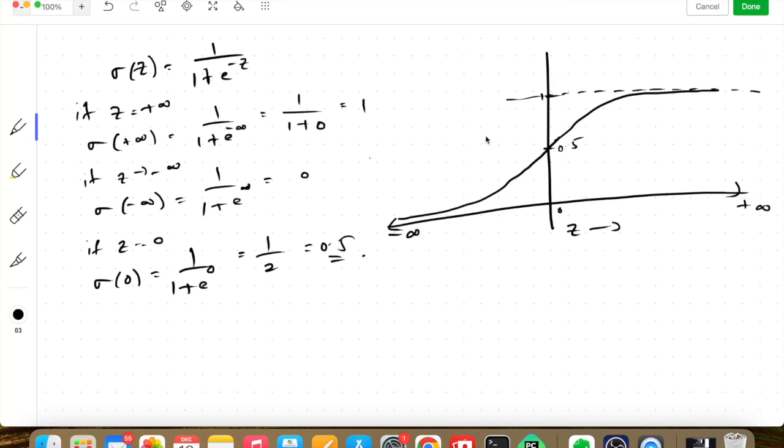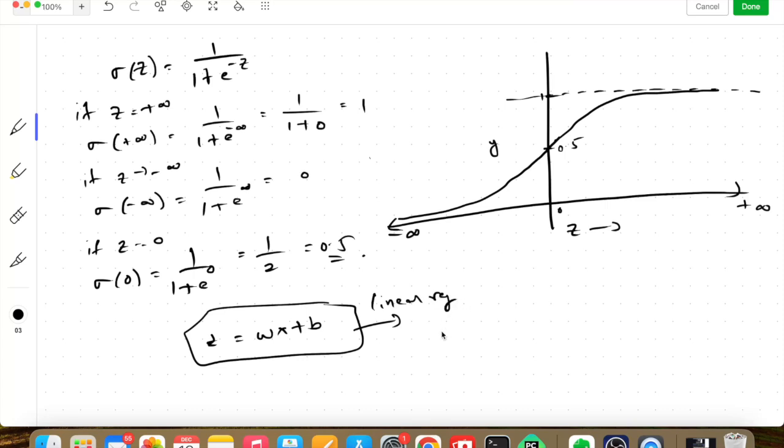So it would asymptotically reach 1 at plus infinity and reach 0 at minus infinity. Now this is the y value. The y value is also ranging from 0 to 1. So if we just put z equal to wx plus b, then we can translate the linear regression thing into logistic regression by just applying a sigmoid on top of this wx plus b.